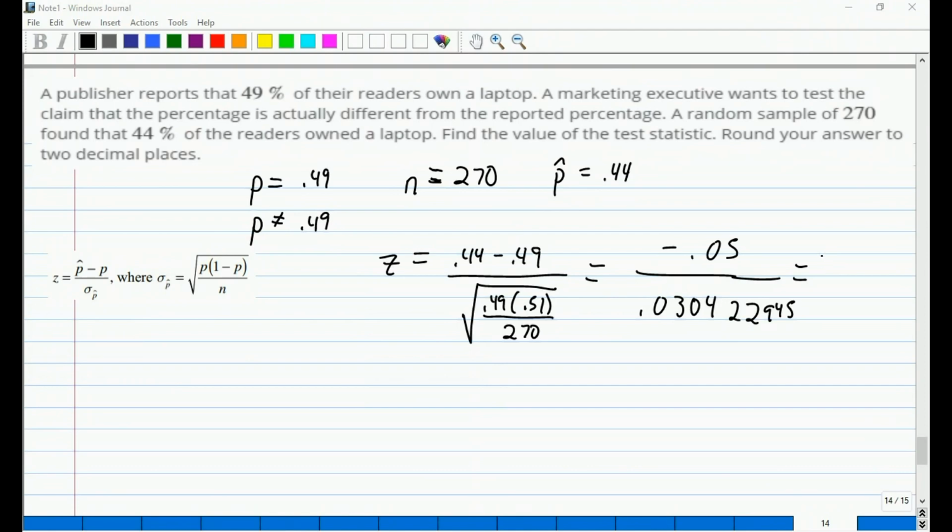All right, so I got negative 1 point, if I round to 2, it's going to be 1.64. So make sure you write negative 1.64.